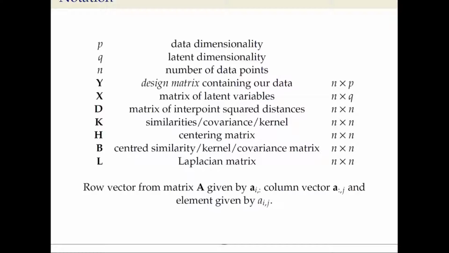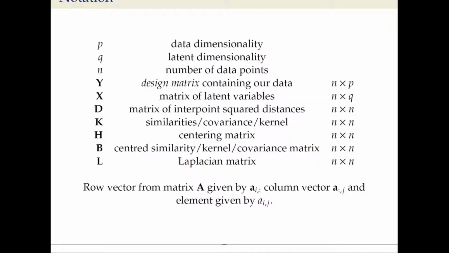Y is in the form of a design matrix. That's convention. A design matrix is a matrix with n rows and p columns, where n is the number of data points and p is the number of features. So p is typically high dimensional. And what we want to do in dimensionality reduction is reduce this high-dimensional object p to a low-dimensional object which is q dimensional. That's the latent dimensionality. My gran used to say, mind your p's and q's.